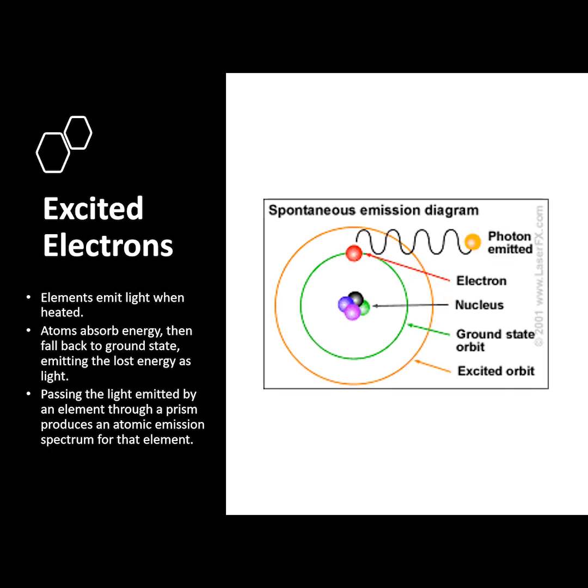The last thing we're going to cover is excited electrons. When atoms receive energy, their electrons jump out to further out shells. They jump to higher energy levels, basically. And they also emit light. Like, think of putting magnesium in a Bunsen burner. It emits a really bright light.